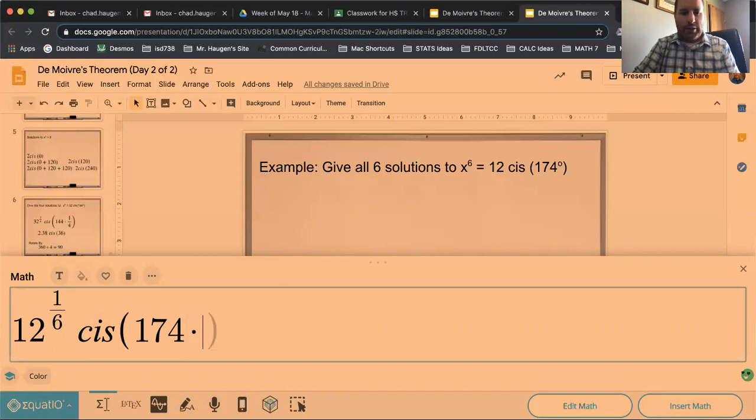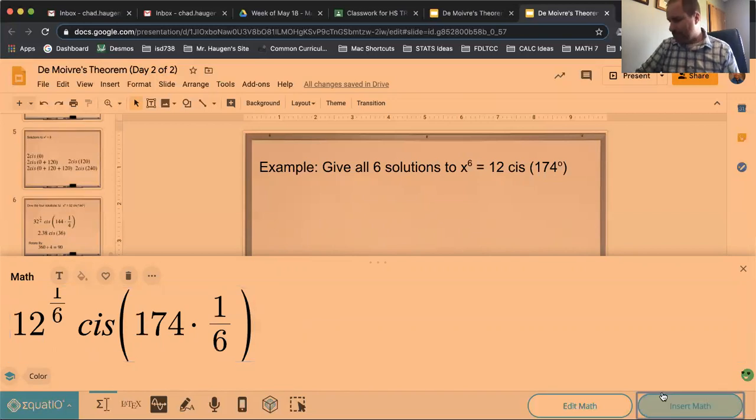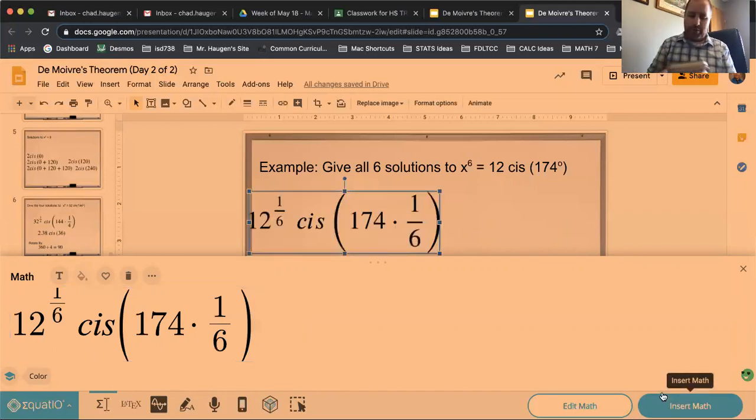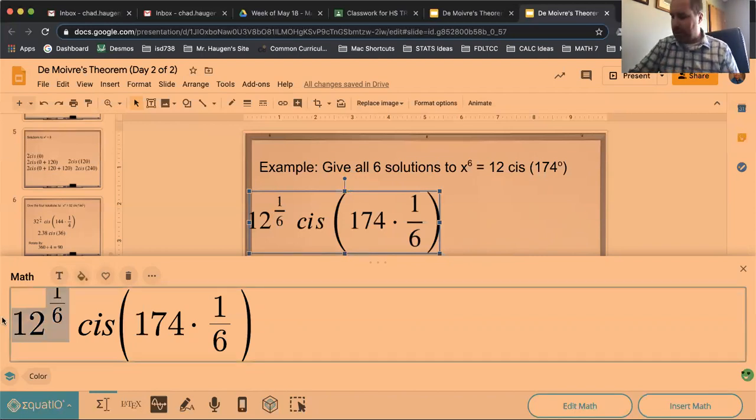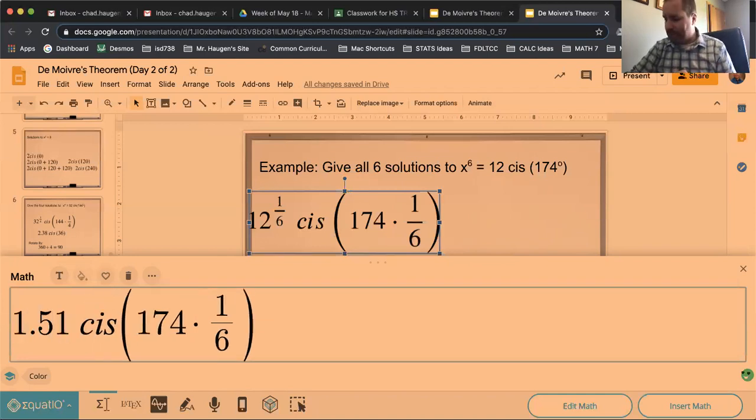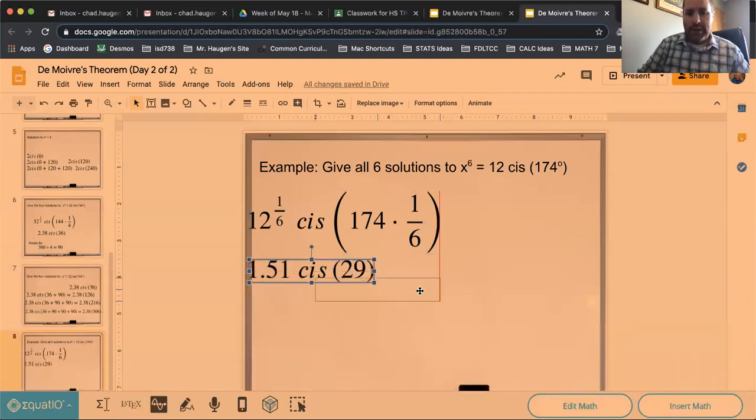174 times 1/6. We're going to do that. So I would need to do 12 to the 1/6 power, which is 1.51, not 2. This does not mean 12 divided by 6. So this part becomes 1.51. And then in here, I need to do 174 divided by 6, which is 29 degrees. Exactly 29. So that's my initial result.